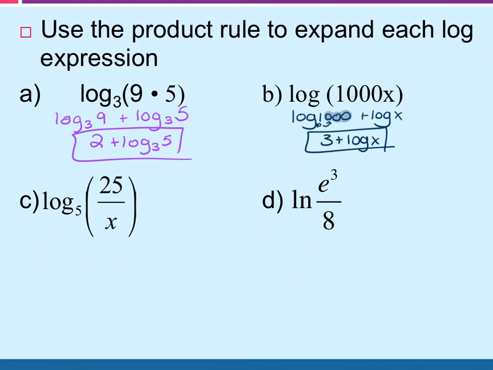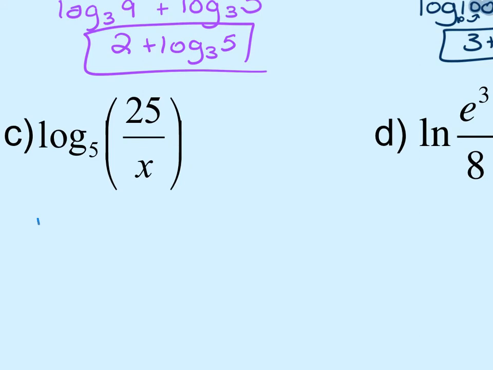So you don't use the calculator. Nope. Okay, C. Now I've got a quotient. How do I split a quotient? You subtract. So log base 5 of 25 minus log base 5 of x. Can either of those be simplified? Which one? 25. Good. Becomes 2. Good.